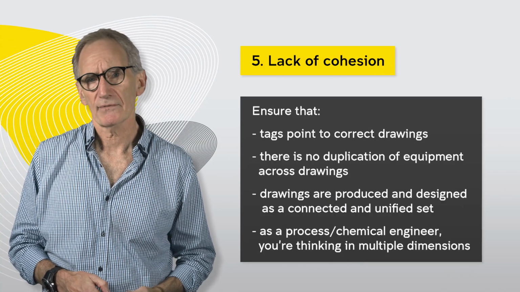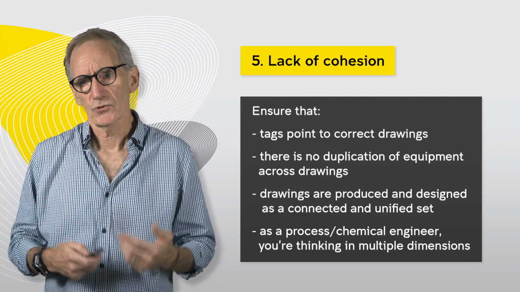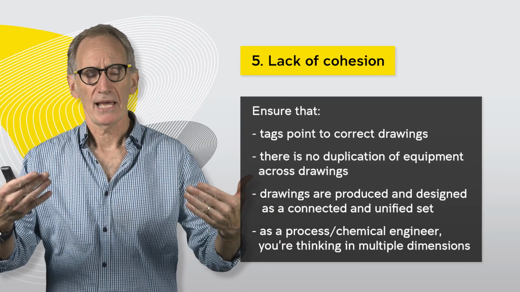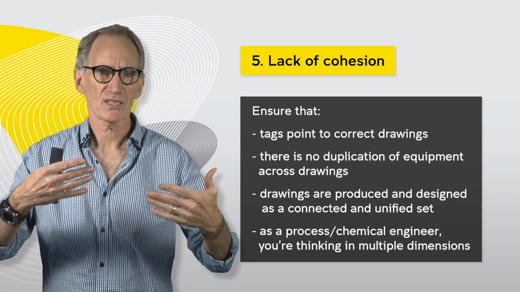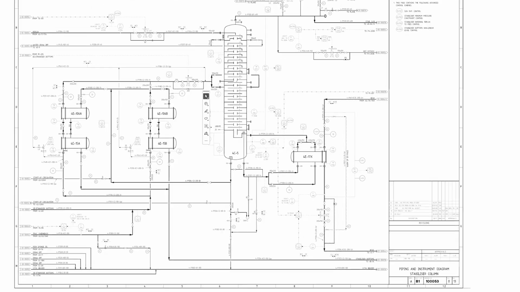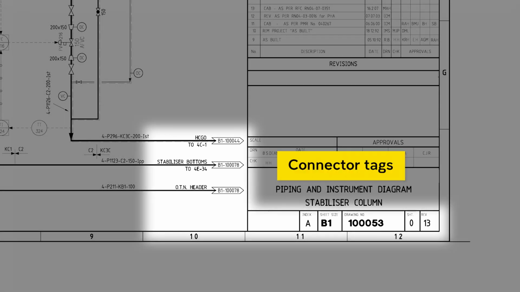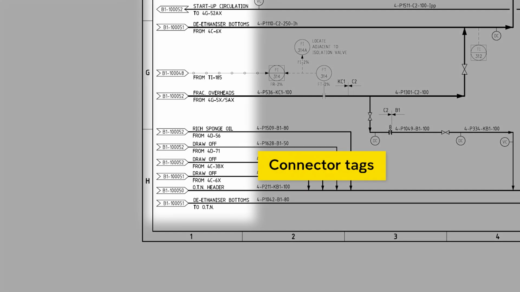First one is lack of cohesion, where you look at two different drawings that are meant to be flowing from one drawing to the other, and there's no connection there. You just see that things don't match. Now, that lack of cohesion can be a number of things. It can be that the tags don't go from one diagram to another. They don't point to the correct drawing.